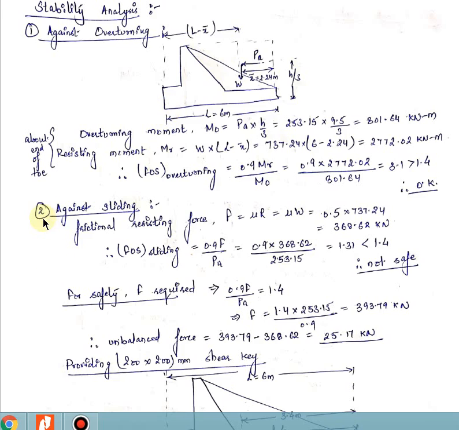Now the second stability analysis that we have to check is the stability analysis against sliding. Now again, this PA force, this lateral earth pressure, tries to slide this retaining wall along the horizontal direction. So the frictional force that acts within the interface between the soil and the retaining wall tries to resist the sliding effect of the PA. So first we will find out the frictional resisting force.